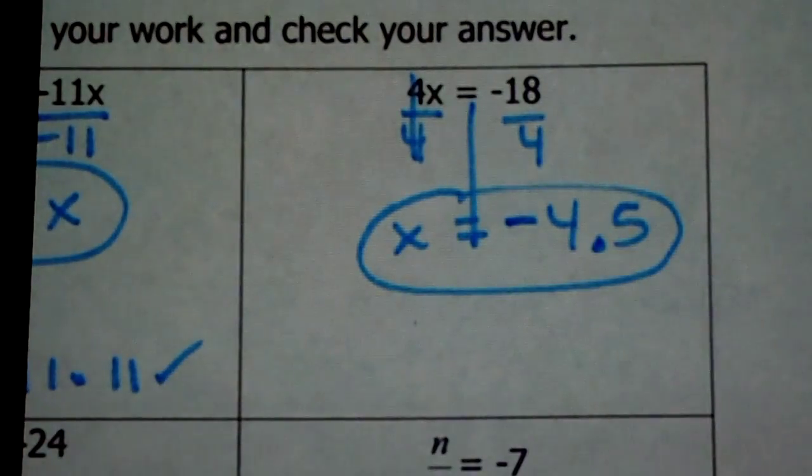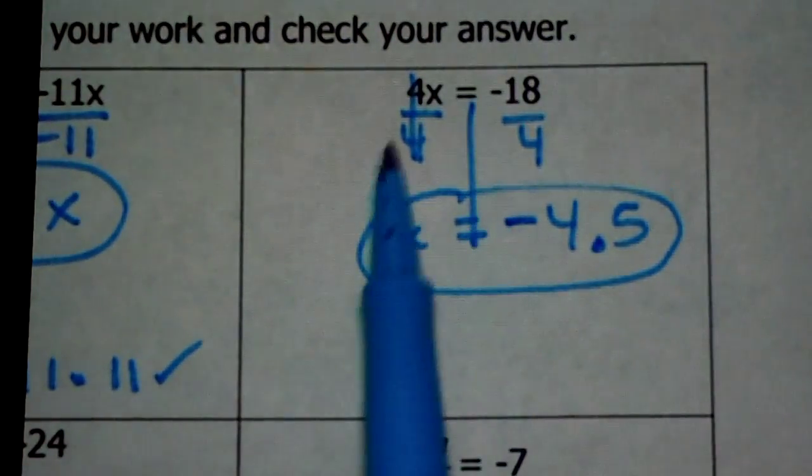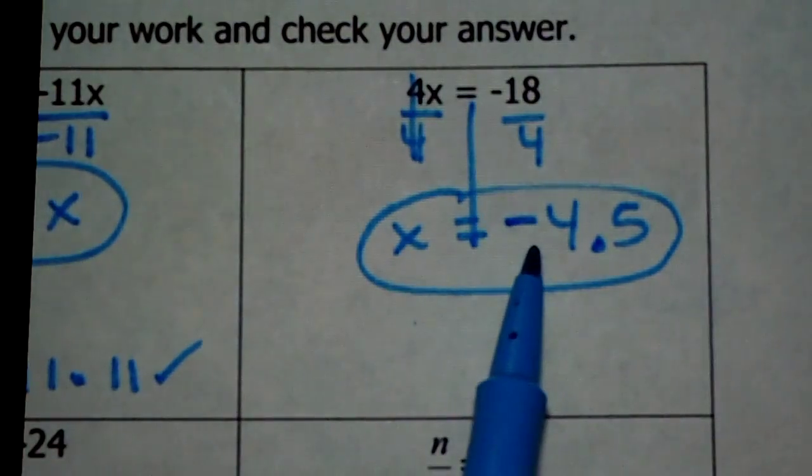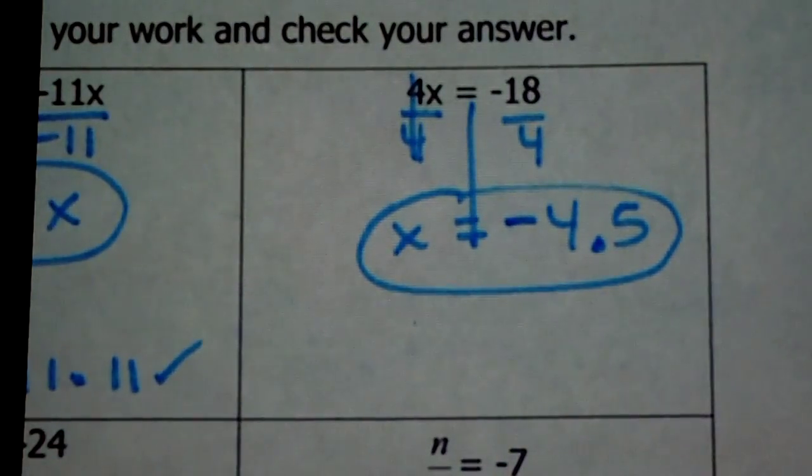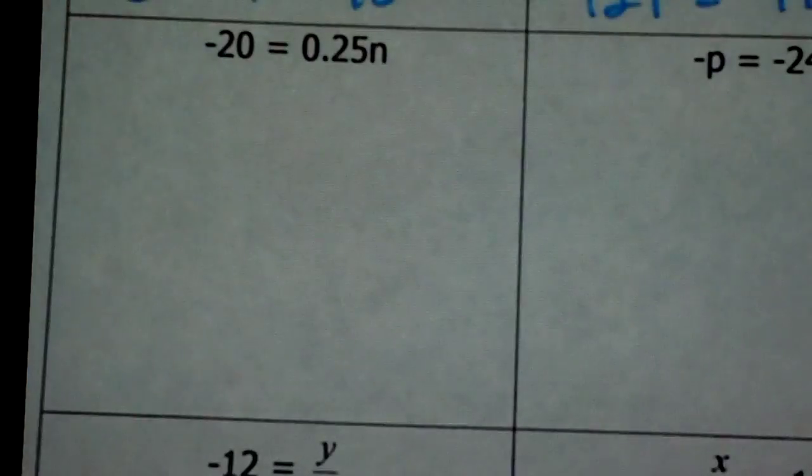To check it, again, I'm not going to check every single one, but to check it, all you need to do is take 4 times negative 4.5 and make sure you get negative 18. And you do. All right, next one.